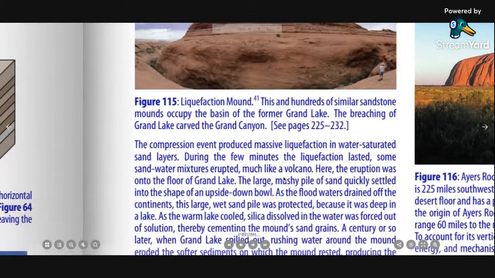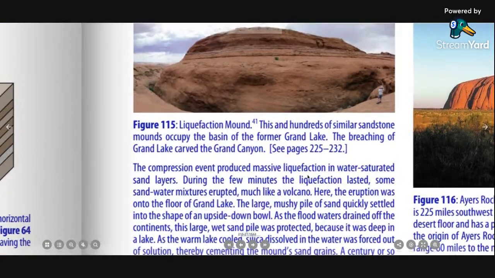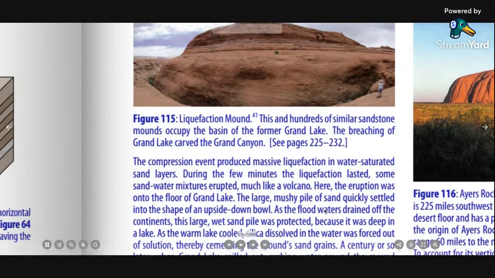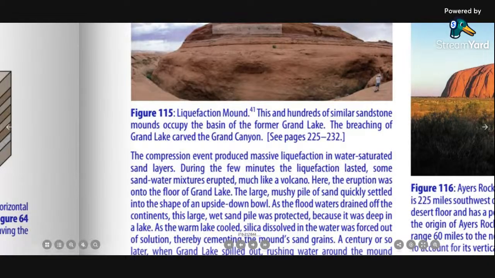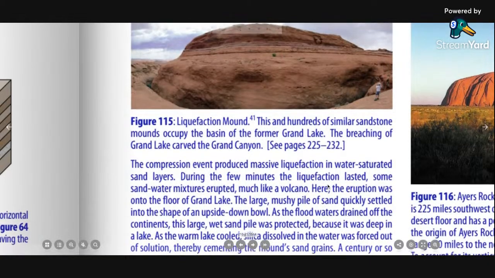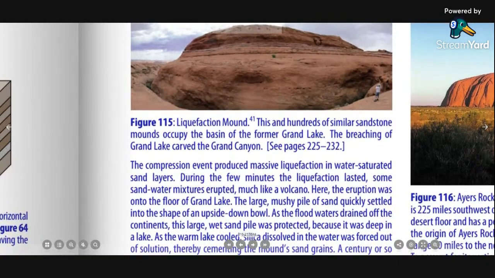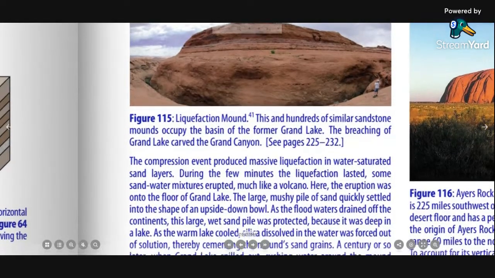The compression event produced massive liquefaction in water-saturated sand layers. During the few minutes the liquefaction lasted, some sand-water mixtures erupted, much like a volcano. Here, the eruption was onto the floor of Grand Lake. The large, mushy pile of sand quickly settled into the shape of an upside-down bowl.